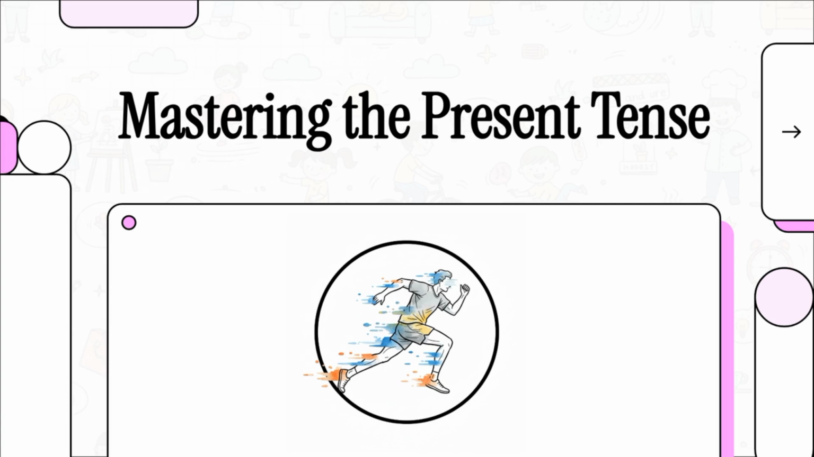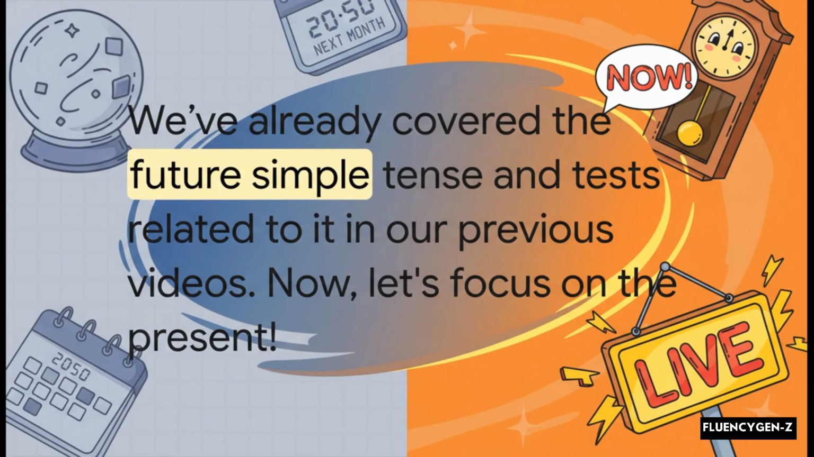Let's jump right in. So, in our last few explainers, we've spent some time looking ahead, talking all about the future simple tense. But today, we're snapping our focus right back to the present. It is all about the here and now, and for that, we need the present continuous.